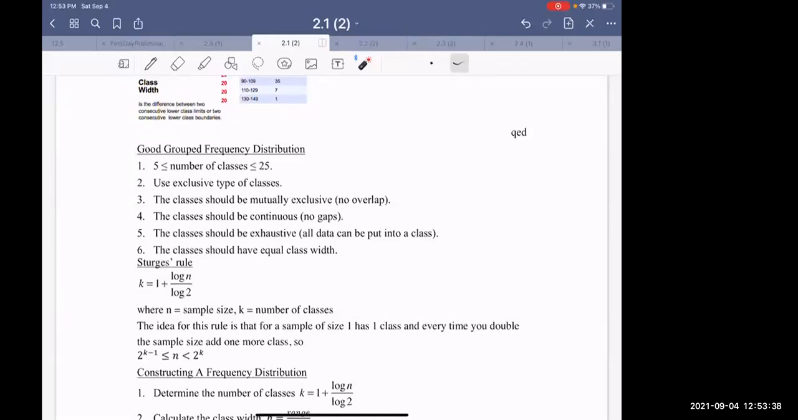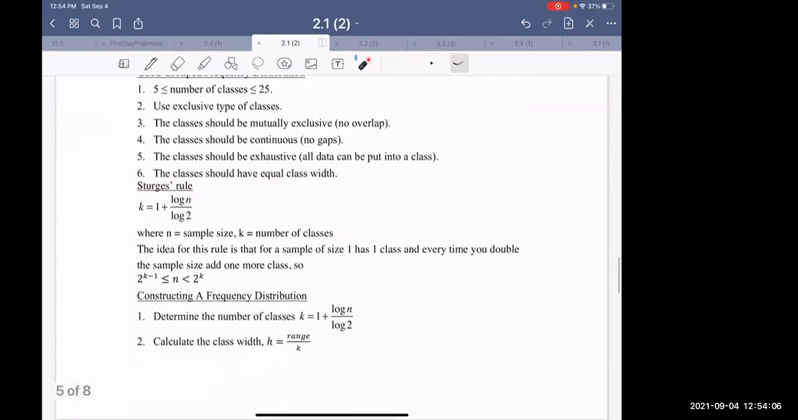Next, the classes need to be exhaustive, meaning if you have a data value, it has to go somewhere. So you have to have enough classes so that all of the values are able to be put somewhere. And if at all possible, classes should have equal class width.